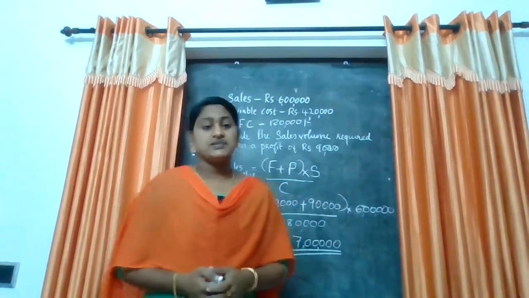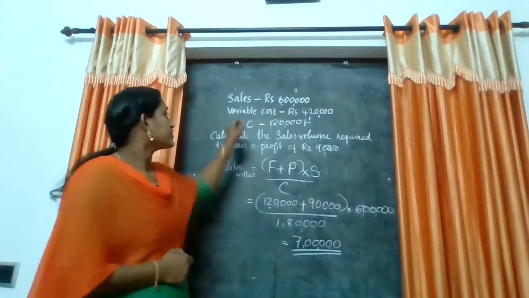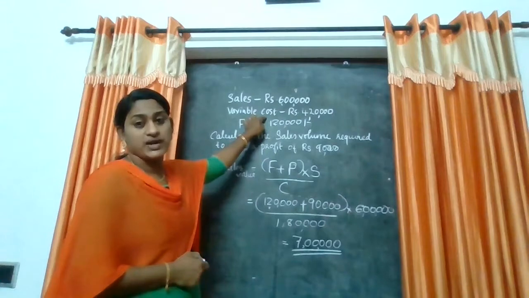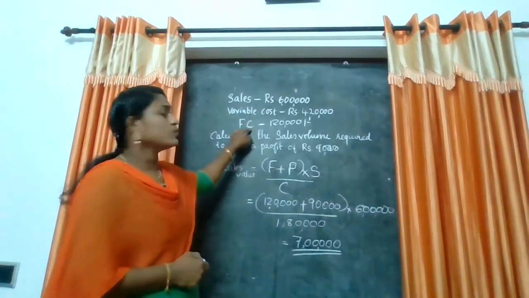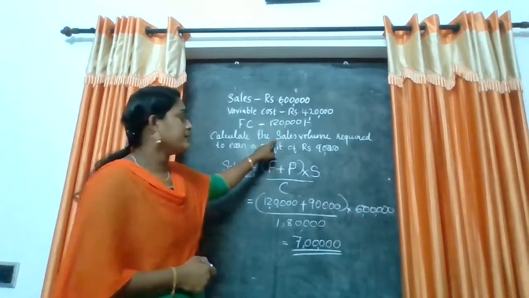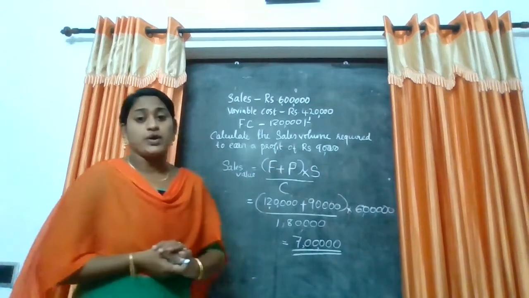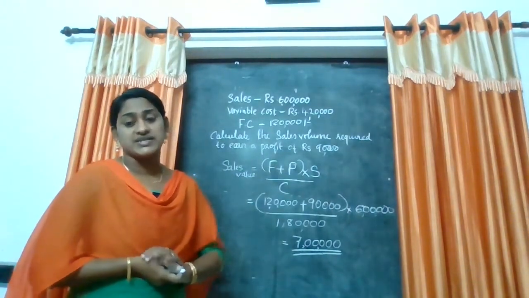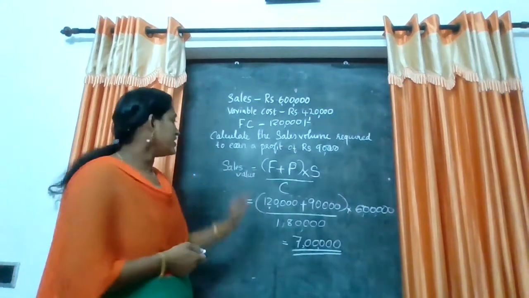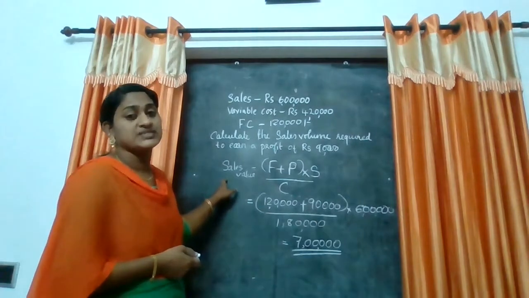Welcome students. Now there are some data available in the problem. Sales rupees 6 lakh, variable cost rupees 4 lakh 20,000, fixed cost 1 lakh 20,000. Calculate the sales volume required to earn a profit of rupees 90,000. In order to bring a profit of rupees 90,000, what will be our sales? Then we can calculate the sales value for bringing the profit of rupees 90,000.